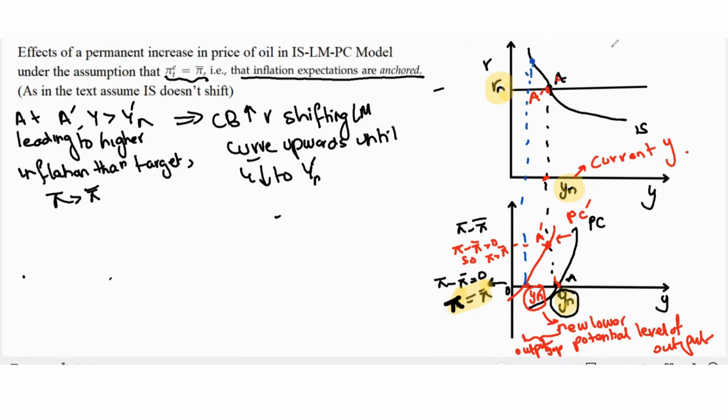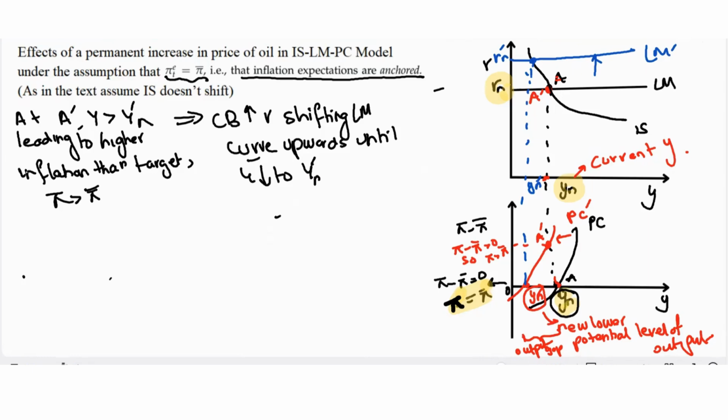So basically, the central bank wants to increase R, shifting the LM curve upwards until output decreases to the new lower potential level of output, because only then will inflation be equal to target at the new lower potential level of output. So it wants to increase R such that the new LM curve intersects the IS curve at the new lower potential level of output. This is LM prime and this is RN prime. This was the original LM.